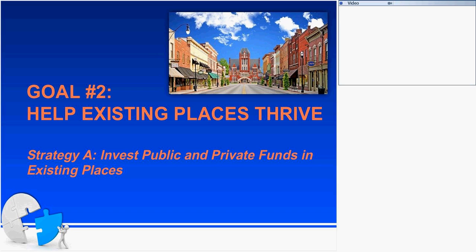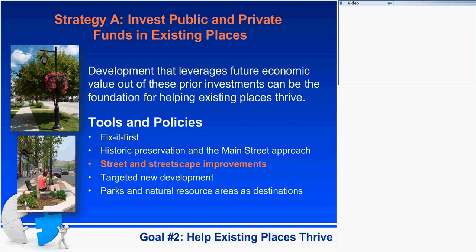And we have a worksheet as part of the training materials that lays that out. And it's probably easier to look at that than to listen to me describe it. I think you'll get a better idea of it then. But so this is under Goal 2, Strategy A. So there are a group of different tools here. For instance, this tool is Street and Streetscape Improvements.